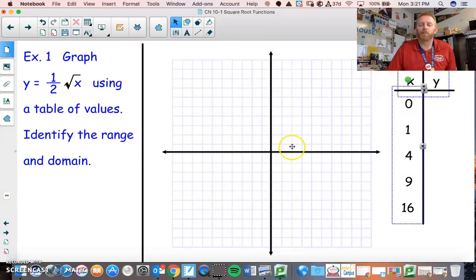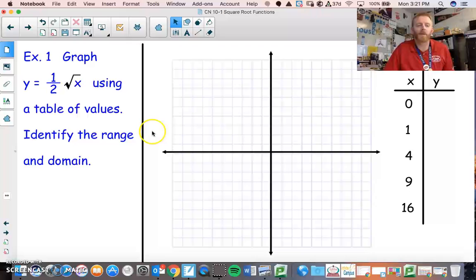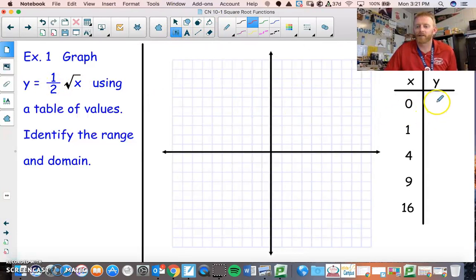And what we're going to do is just plug in some numbers. I chose the same perfect square stuff, and we're just going to plug them in. So the square root of 0 is 0, and half of 0 is 0. So that's good to know. That gets me an x and y of 0, 0. Yay. The square root of 1 is 1, and half of 1 is 0.5. So I go to the right one, up half.